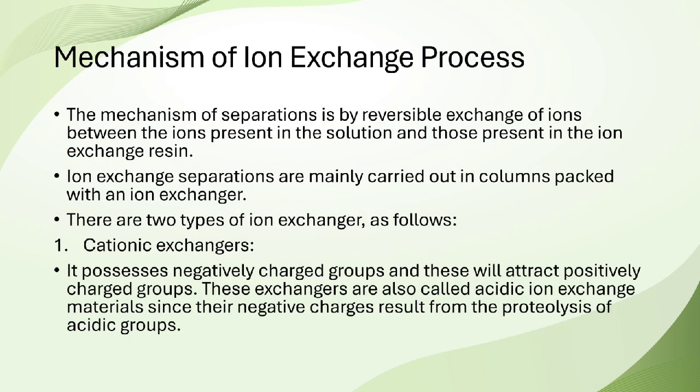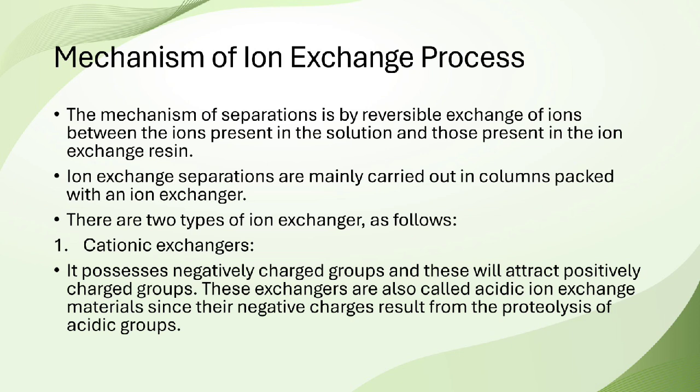Mechanism of ion exchange process. The mechanism of separation is by reversible exchange of ions between the ions present in the solution and those present in the ion exchange resin. Ion exchange separations are mainly carried out in columns packed with the ion exchanger. There are two types of ion exchanger as follows. First one is the cationic exchanger. It possesses a negatively charged group that will attract the positively charged group.